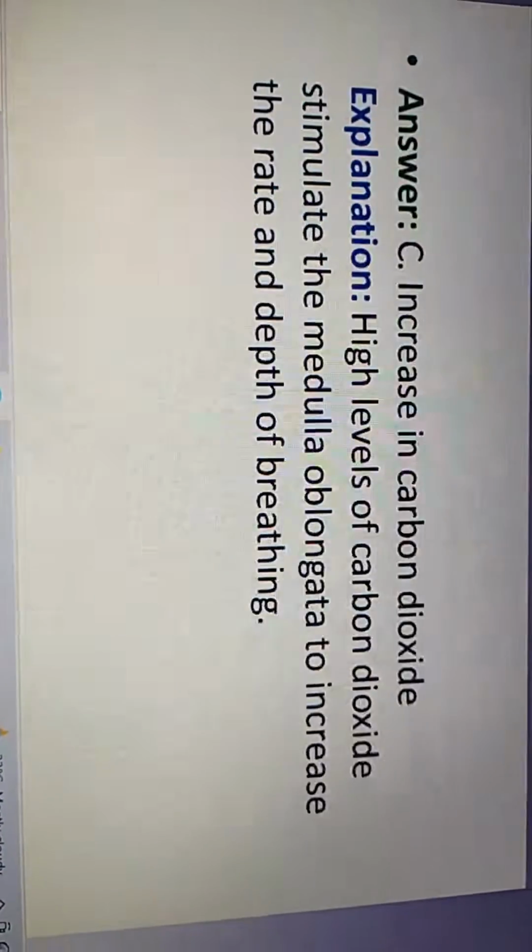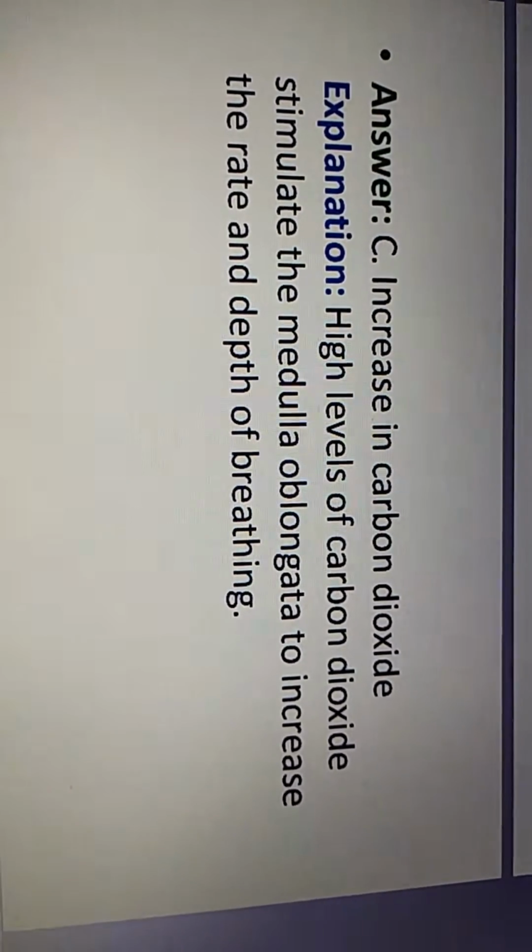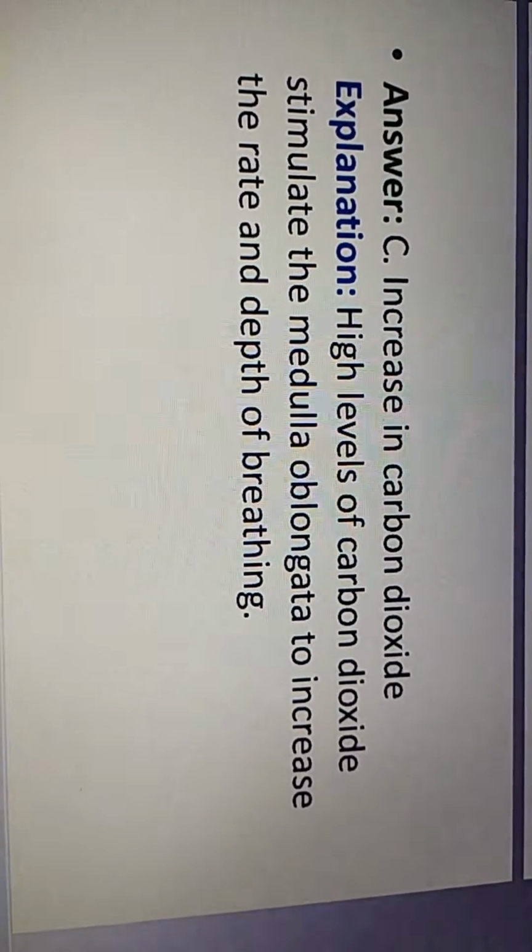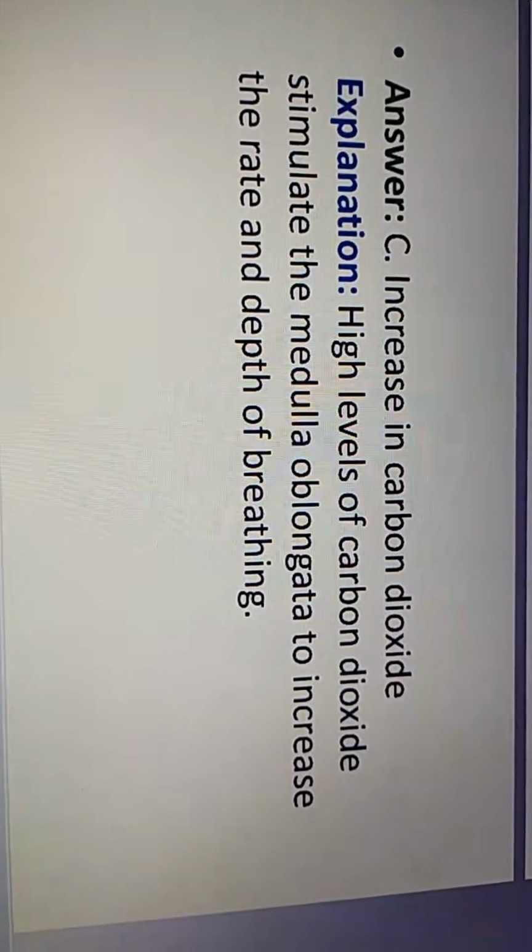The correct answer is option C, increase in carbon dioxide. High levels of carbon dioxide stimulate the medulla oblongata to increase the rate and depth of breathing.